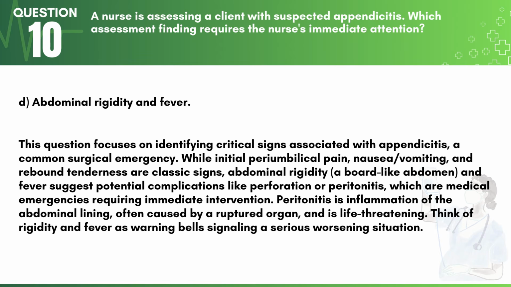Answer D. Abdominal rigidity and fever. This question focuses on identifying critical signs associated with appendicitis, a common surgical emergency. While initial periumbilical pain, nausea/vomiting, and rebound tenderness are classic signs, abdominal rigidity, a board-like abdomen, and fever suggest potential complications like perforation or peritonitis, which are medical emergencies requiring immediate intervention.